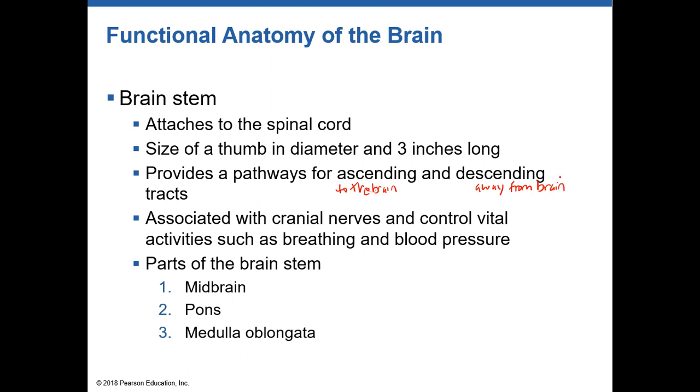This area of your brain is actually associated with a lot of your cranial nerves, which are nerves that exit your head and neck region. It controls a lot of different activities such as breathing and blood pressure. There are 3 parts to the brainstem: the midbrain, the pons, and the medulla oblongata.